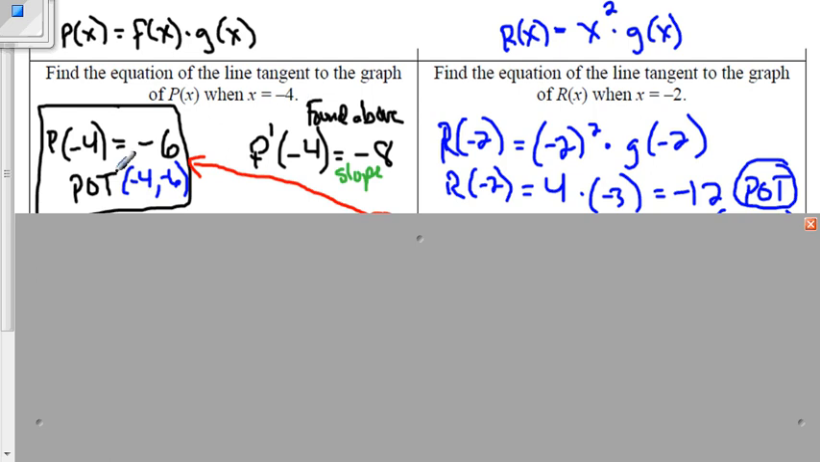When x equals negative 4, I look on the graph, and I find that that's going to be negative 6. So the point of tangency is negative 4, negative 6. And in the problem up above, I found that p prime of negative 4 is equal to negative 8. So now I have a point and I have a slope. I'm going to use the point-slope equation of a line.